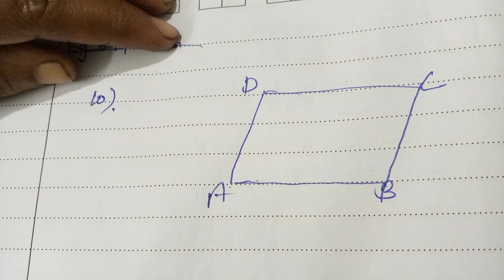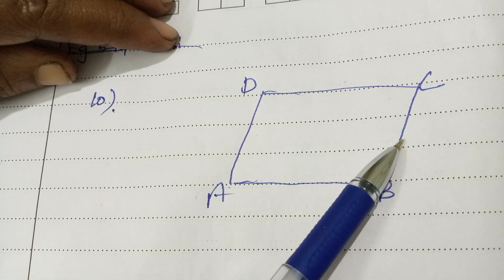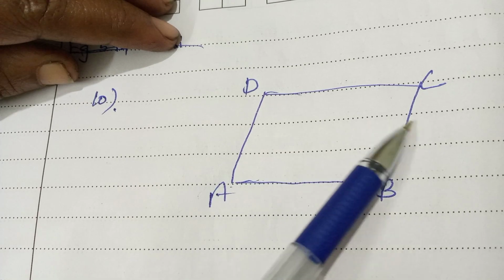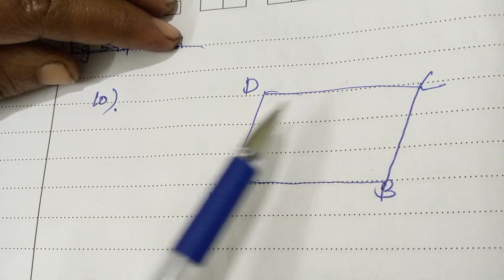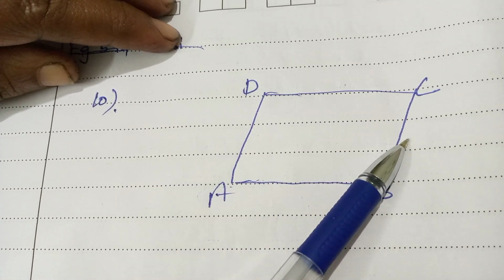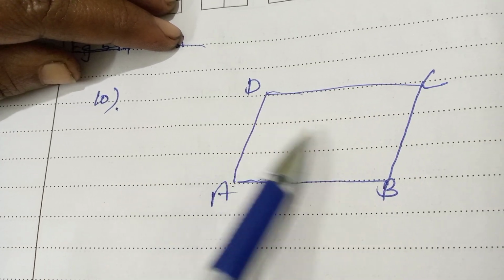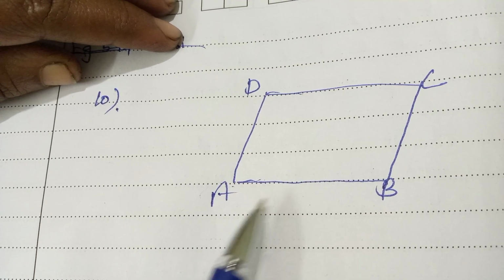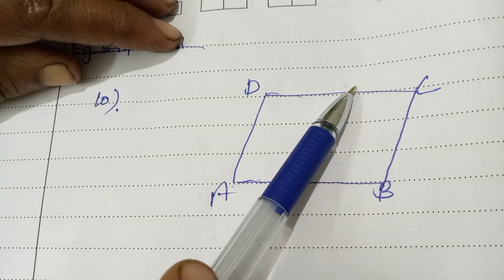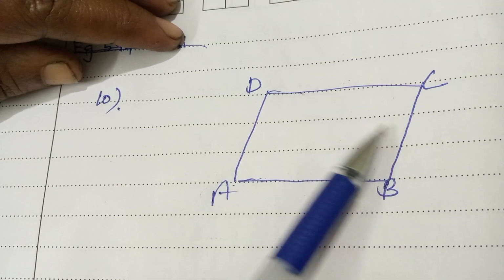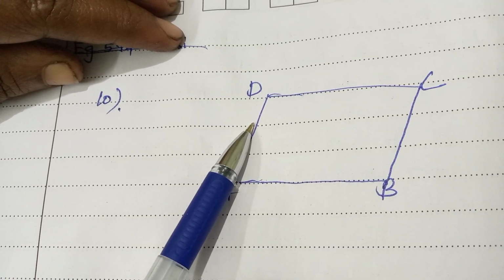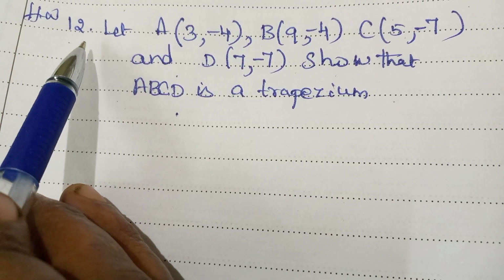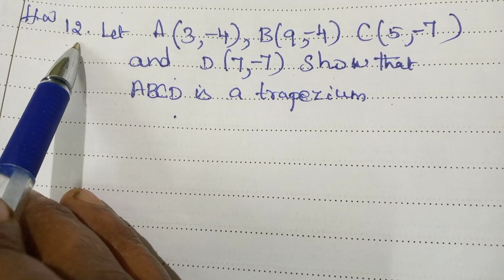After that, the slope of BC you have to find out, the slope of AD you have to find out. Both you will get equal value, so you can write slope of BC equal to slope of AD. Therefore, BC parallel AD. So for the last answer, write slope of AB equal to slope of CD and slope of BC equal to slope of AD. Hence the points form a parallelogram. Understood, students? So listen to the next homework question, that is question number 12.